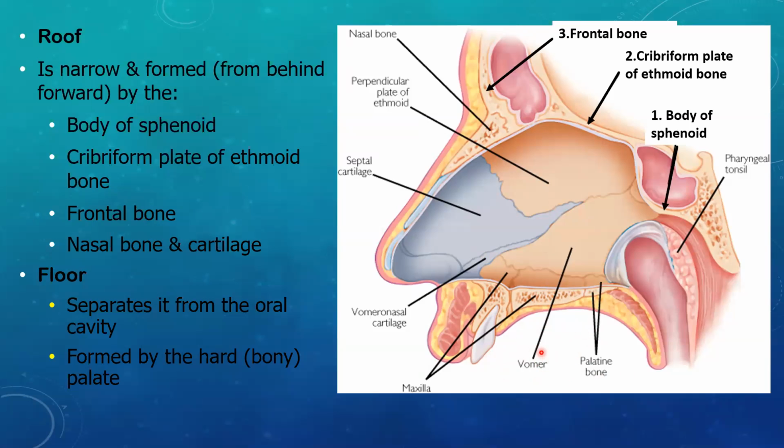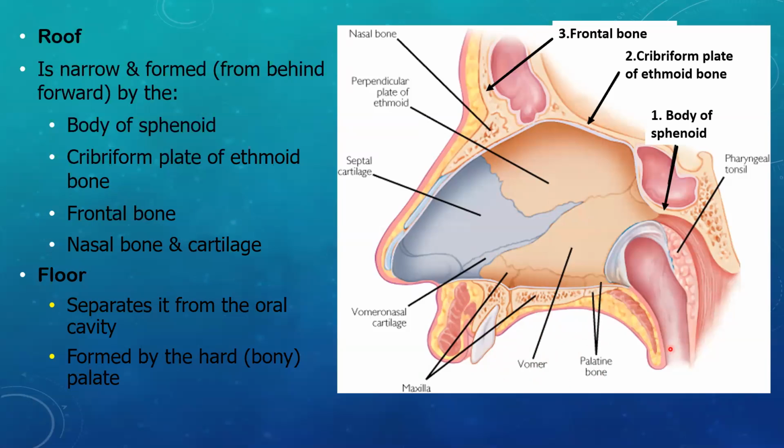So there are two structures you can see. This is your hard palate. Hard palate means bony palate. The palate is made up of bones. There are two bones: anteriorly the maxillary bone, posteriorly the palatine bone. This you don't have to know. Just the floor is formed by the hard palate.